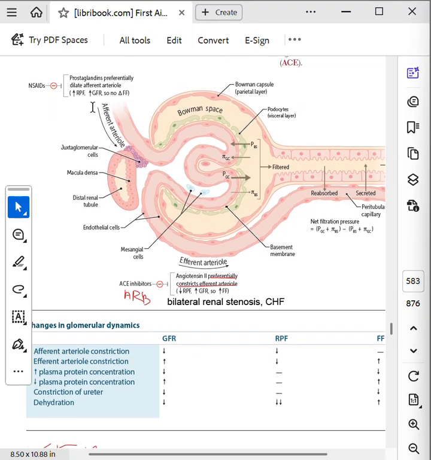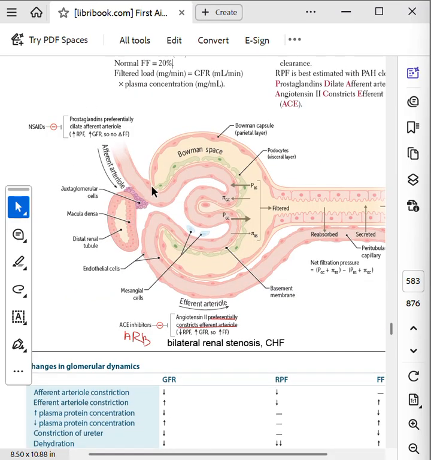So just a heads up, the prostaglandins dilate. The NSAIDs inhibit the prostaglandins, so they constrict the afferent. The afferent is otherwise dilated by prostaglandins. Then you have the efferent. The efferent is naturally constricted by angiotensin 2, but ACE inhibitors inhibit this angiotensin 2, and therefore ACE inhibitors dilate this efferent, right? The afferent is the incoming plasma, the efferent is the exiting plasma.